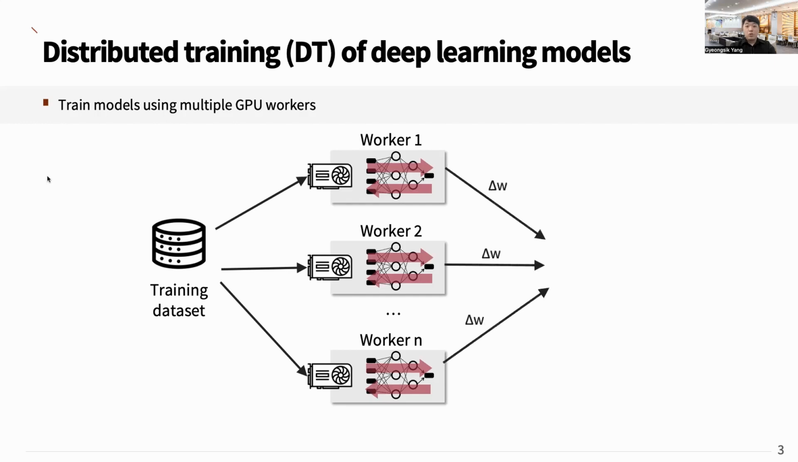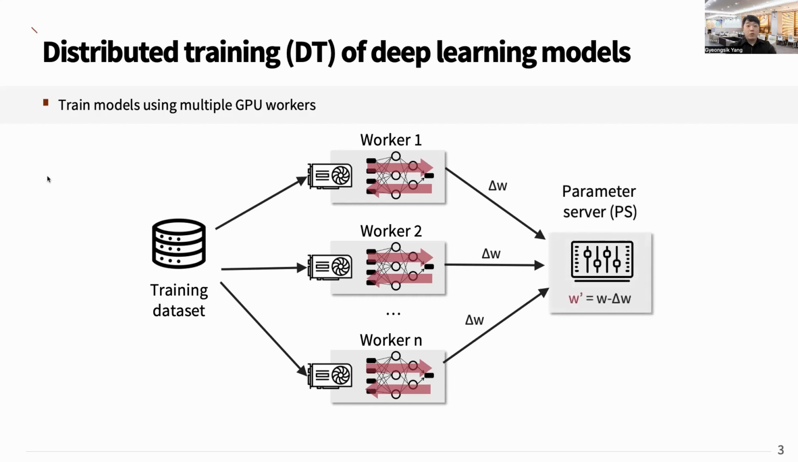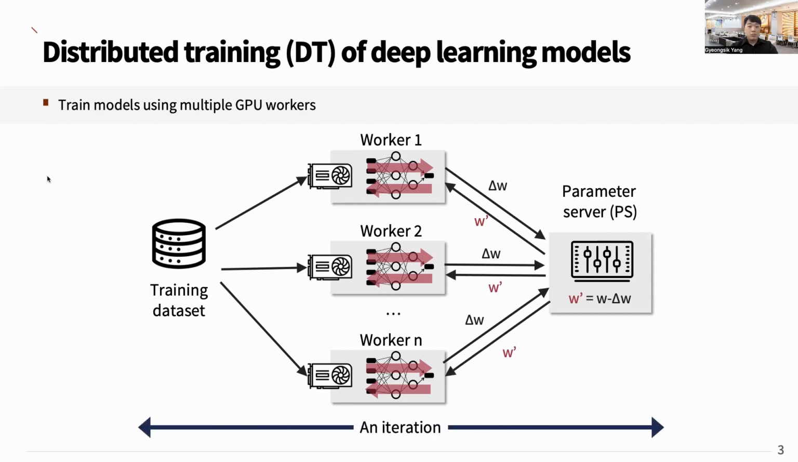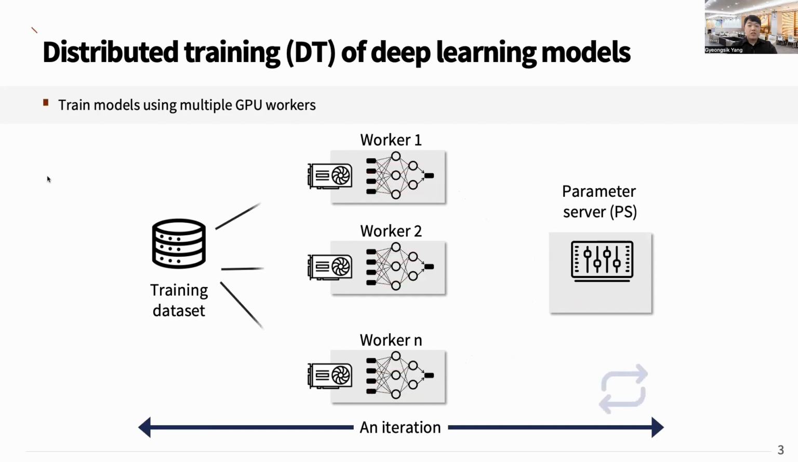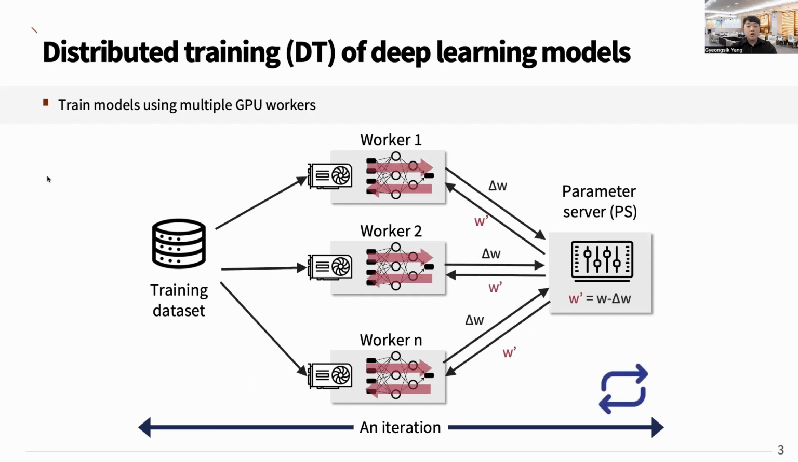This process results in gradients, which are the differences in the parameters that emerge to find the optimal value for the model. The gradients of workers are collected in a parameter server, and the parameter server then updates the model parameters. The updated parameters are distributed to workers, and one instance of this process is called an iteration. The DT then repeats this iteration until the model converges or for a specific number of iterations.